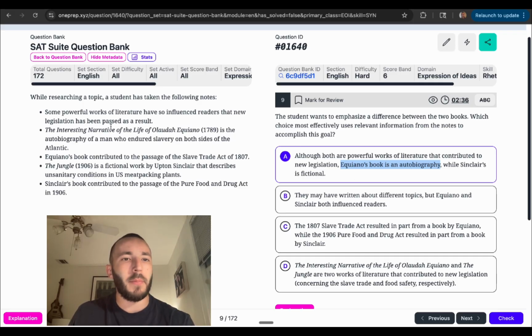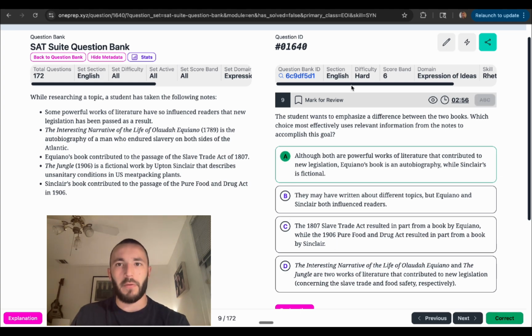So Equiano's book, let's see here, is the autobiography. Okay, so Equiano's is an autobiography. The Jungle is fictional. So I'm going to go with A. Let's see if that's right. Yeah, let's go. So you saw how this one's harder because A and C both were kind of plausible. A felt a little more comfortable, but sometimes you get things that are not factual in the notes. So if we found out that they flipped this, that if they had written Equiano's book is fictional while Sinclair's is an autobiography, then C might have been the right answer. Probably would have been.